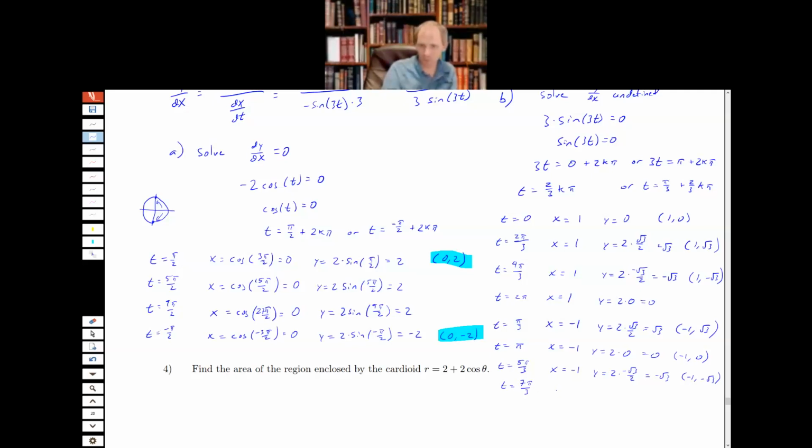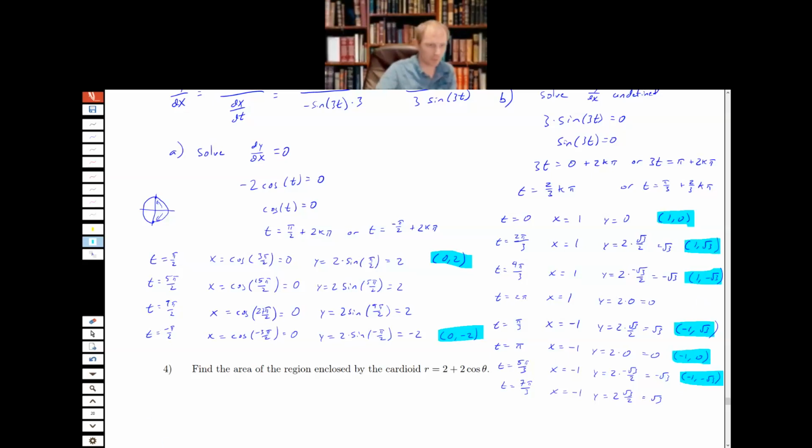When I plug into x, we multiply by 3. So I'm going to take cosine of 7 pi, that's -1. When I plug in for y, I take sine of 7 pi over 3, which is √3 over 2. When I multiply by 2, I'll get √3. So I have -1, √3, and now we've started repeating ourselves again. So I get these 6 points where the tangent line is vertical.